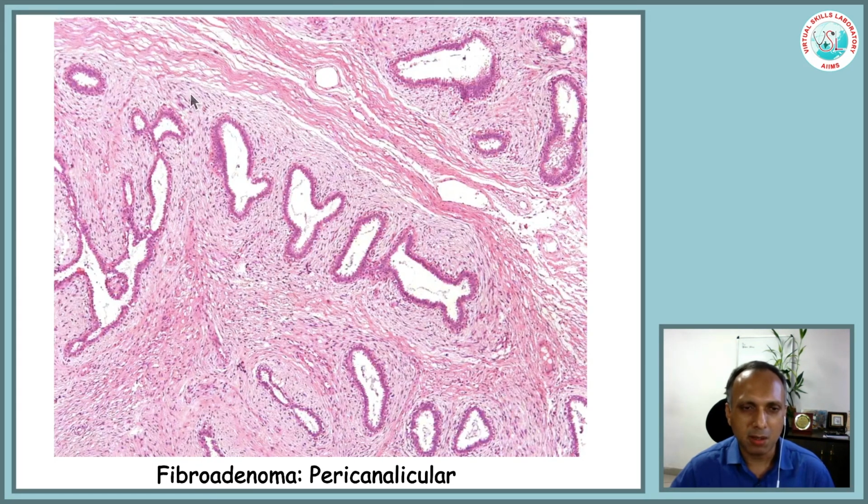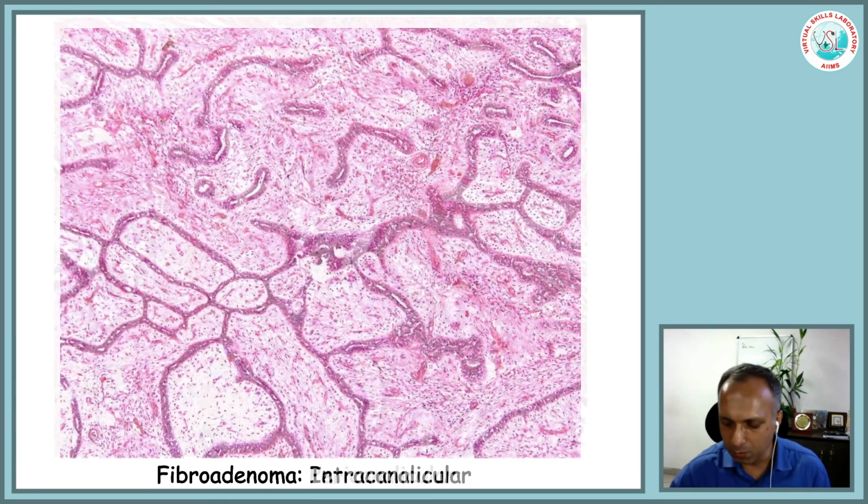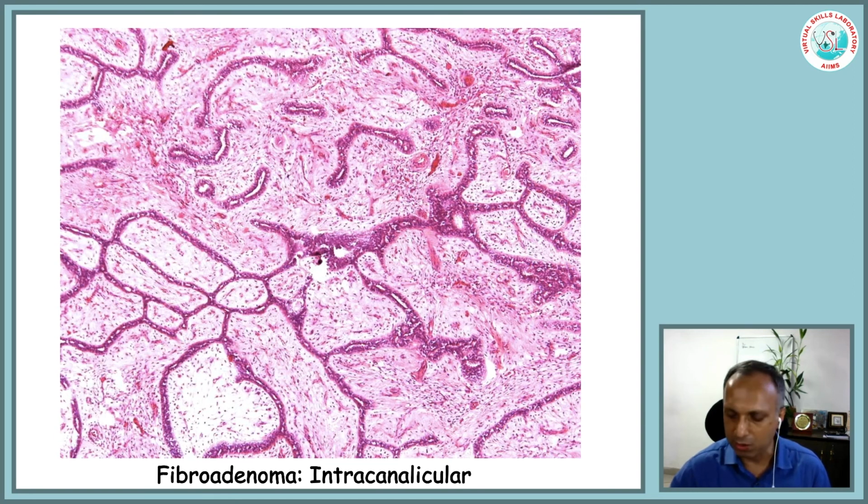And this is a typical pericanalicular fibroadenoma where the stromal proliferation is there, but the ducts are not compressed, unlike in the previous picture. So this is also a particular pattern. Usually fibroadenomas show an admixture of both patterns, and the most dominant pattern is the intracanalicular pattern.